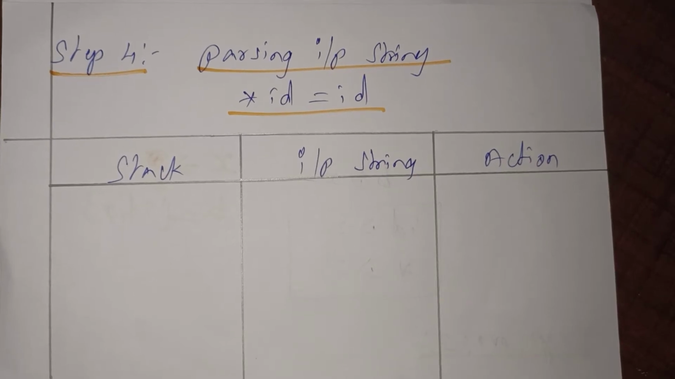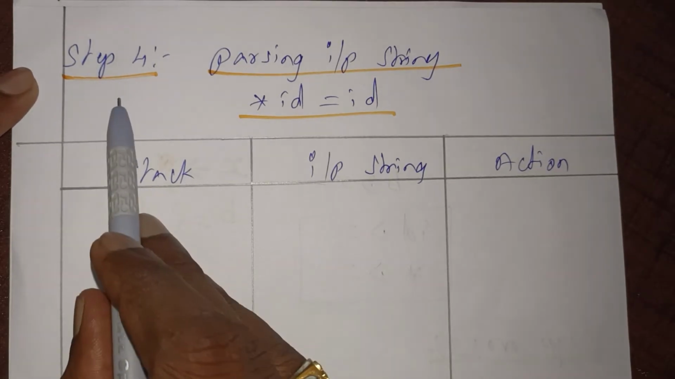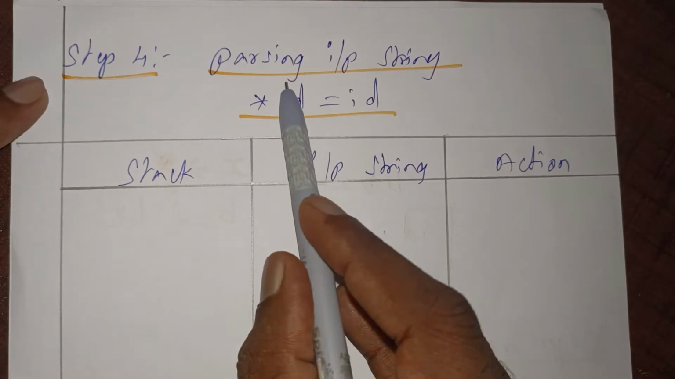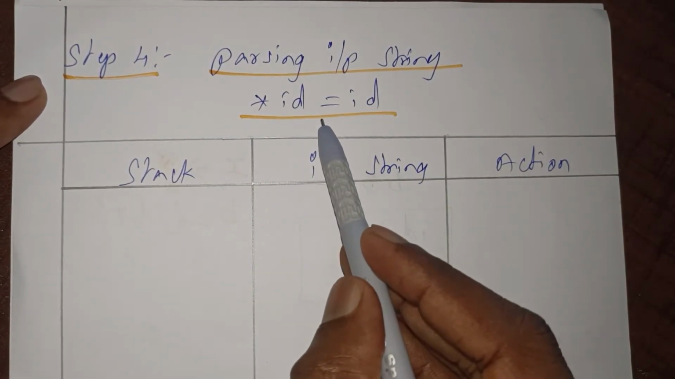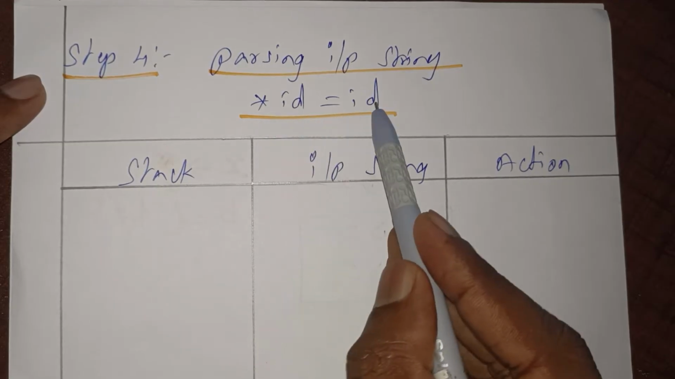I welcome you all to part 3 of the topic operator precedence. So I am continuing with step number 4, which is parsing the input string with the given input. This input has been given in the example itself, that is asterisk id equal to id.